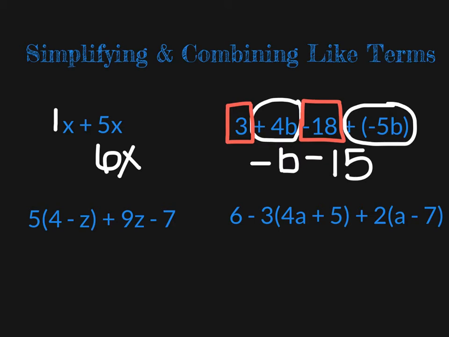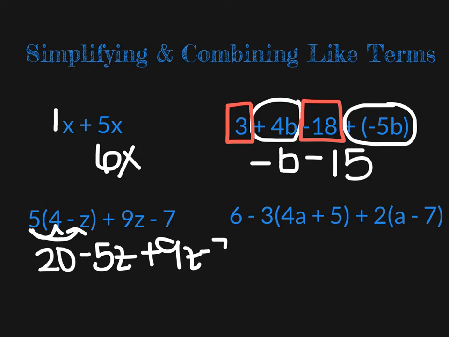Down on the bottom, I have 5 times the quantity 4 minus z, plus 9z minus 7. Well, the first thing that you have to do here is distribute. So I'm going to take 5 times 4, which is 20, 5 times a negative z, which is negative 5z, and then I'm just going to drop down my extra stuff.